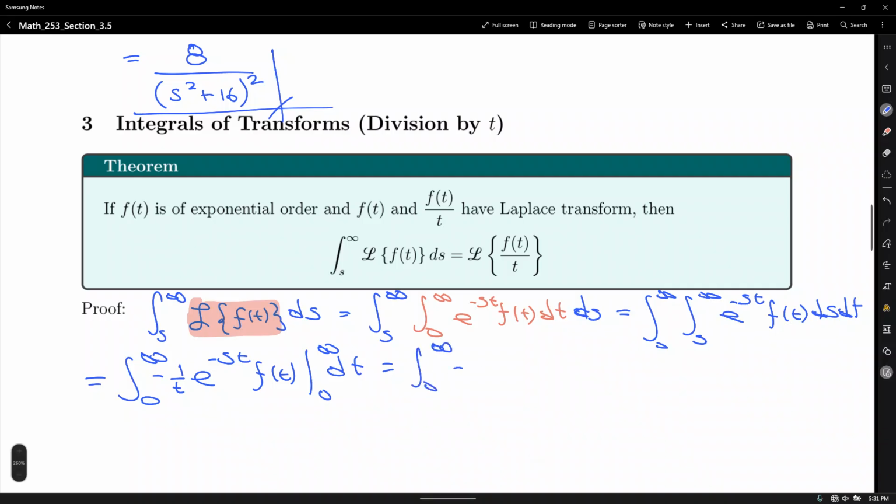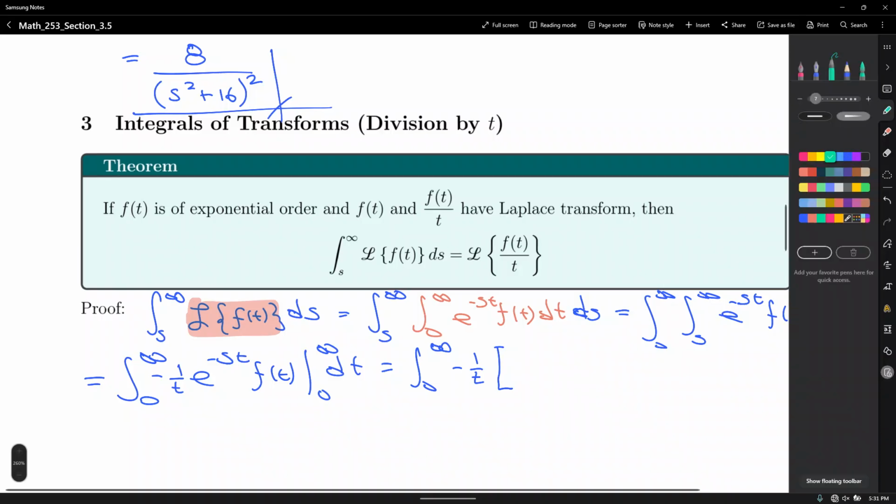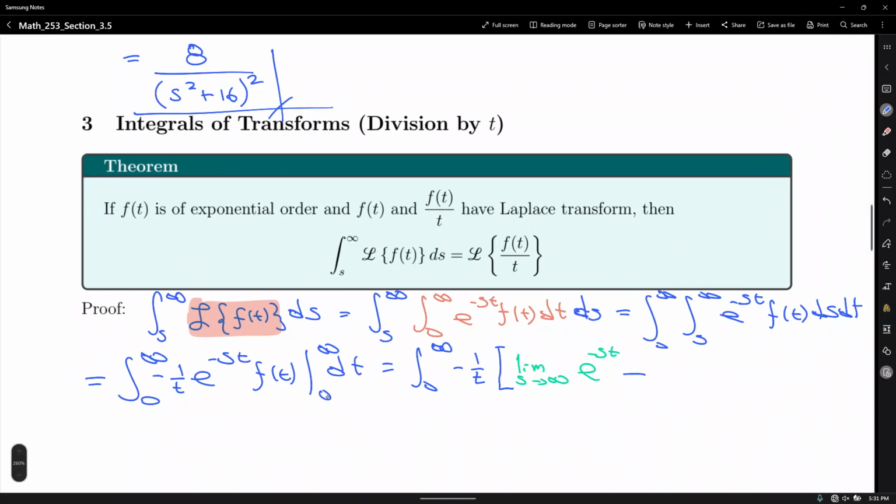Okay, so this would be negative 1 over t. I'm going to open brackets. For the upper limit of integration, I have to set a limit because that's an improper integral. So that'll be the limit as, what is that, b approaches, or rather s approaches infinity of e to the negative st, okay, and minus the lower limit of integration right here, which will be e to the negative st. That's still okay. And don't forget to multiply by f of t dt.